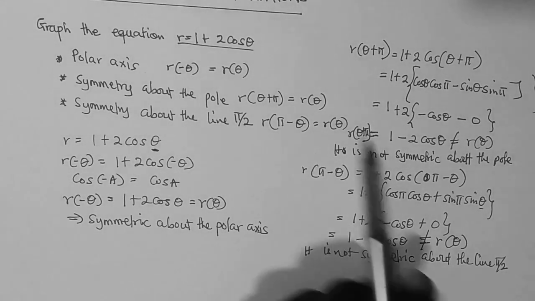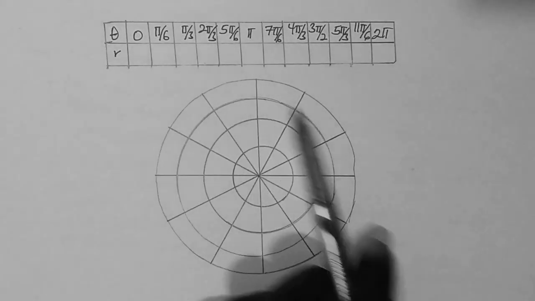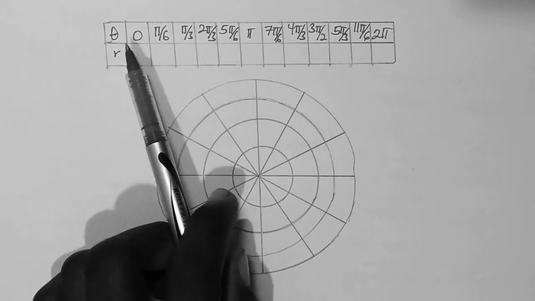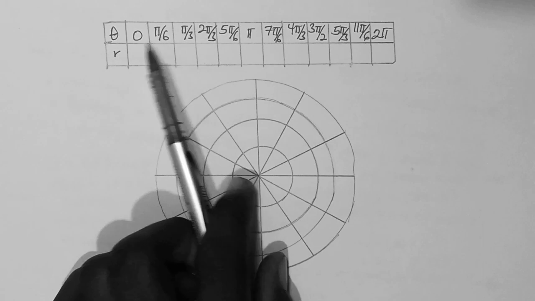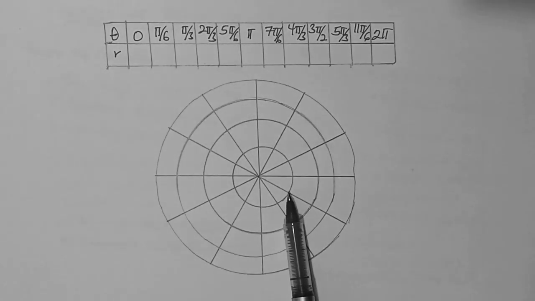Having found all of this, let's go ahead and sketch the curve. Our polar diagram has been drawn here. The values of theta start from 0 to 2 pi. 2 pi is the same as 0, so that is one complete revolution.